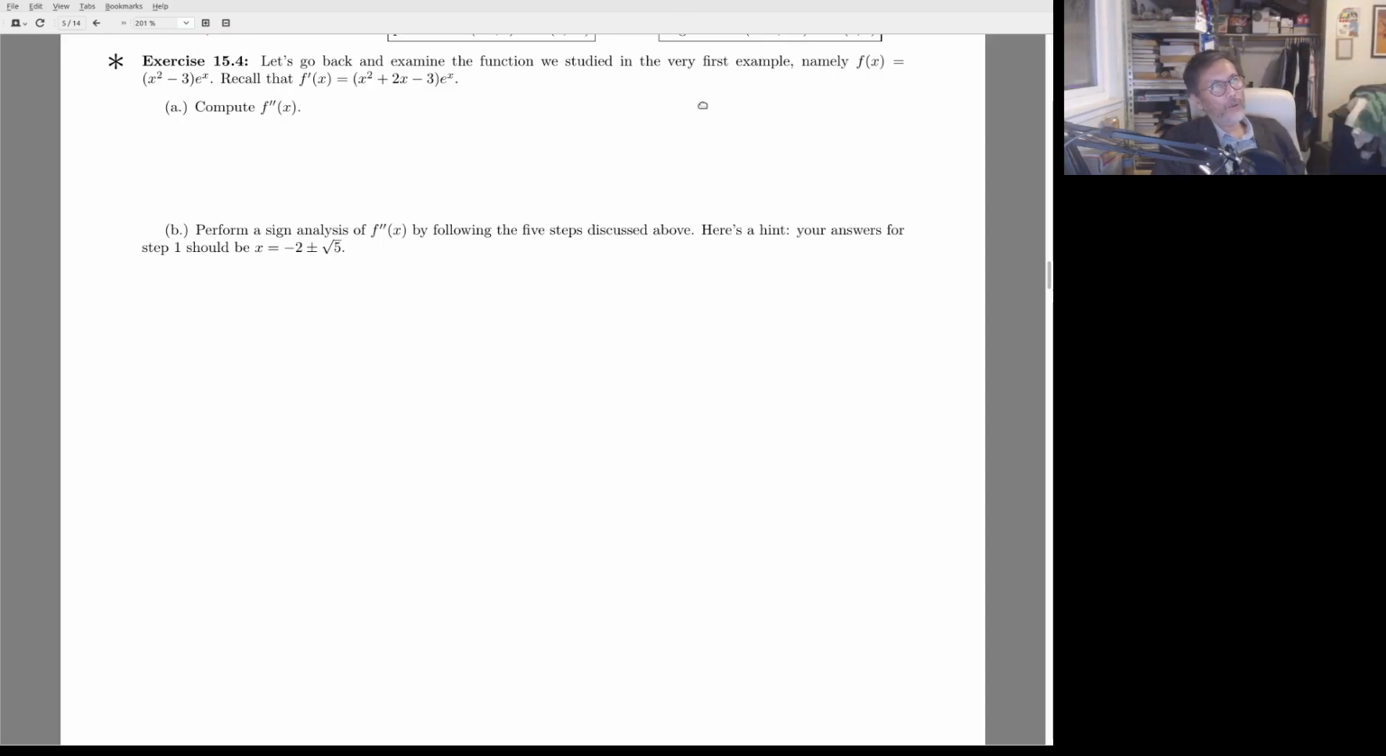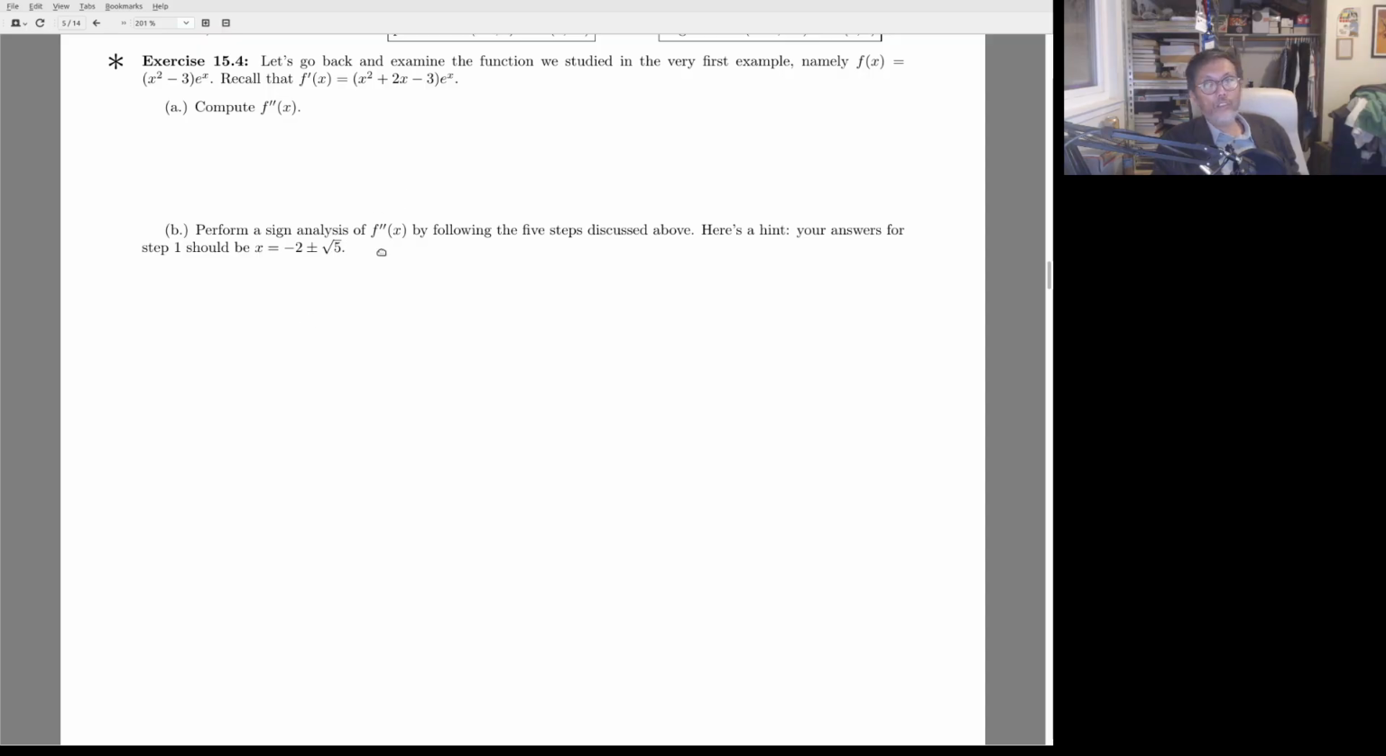Anyway, so if you have this function, x squared minus 3 times e to the x, here's f prime of x. And hopefully we did that yesterday. And we analyzed the sign of f prime. In part A, I'm asking you to compute the second derivative. The second derivative, it turns out, is by definition the derivative of the derivative. So to complete part A of this problem, you would take the derivative of this function, and what rule would you use? You would use the product rule, of course.